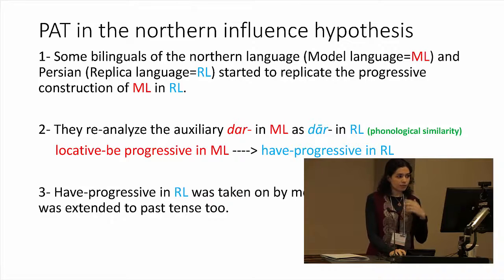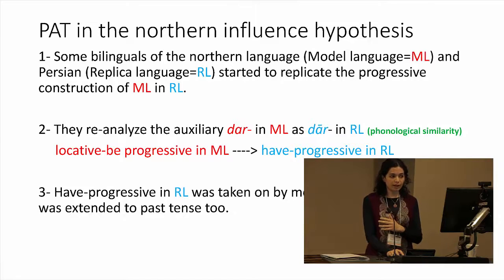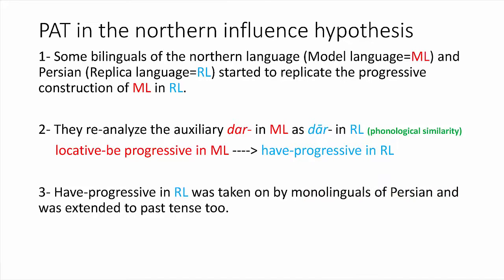In order to do that, they reanalyzed the auxiliary dar in the northern language, which was locative be, as dar in the replica language, which was the present stem of have. So what happened here was that the locative be progressive in Mazandarani changed to have progressive in Persian. Then the have progressive in Persian was taken on by monolinguals of Persian and was extended to past tense too.